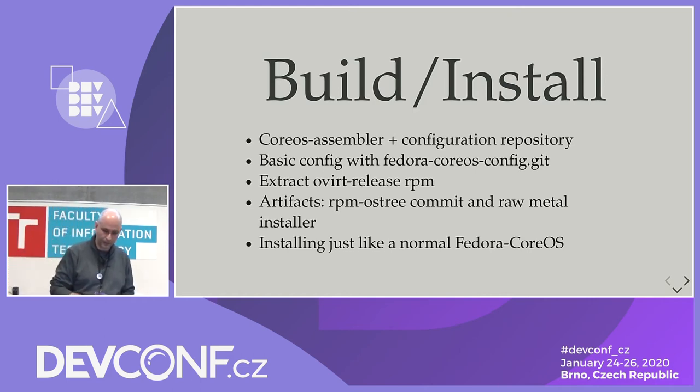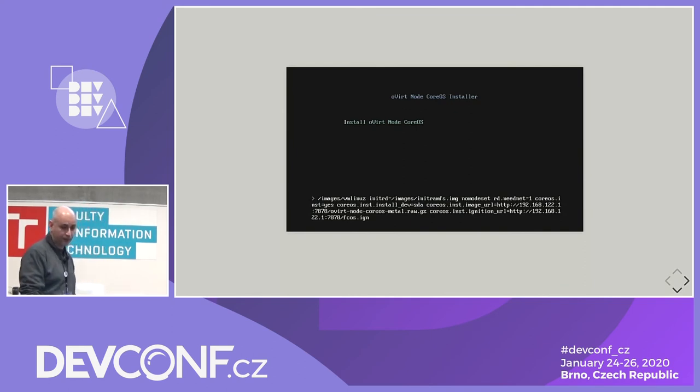So we produce the RPM-OS-Tree commit and the bare metal installer. We install it just like we would install a normal Fedora CoreOS. I have a screenshot here of what the installation ISO looks like when you boot it. We did some rebranding here for oVirt. You tell it where to install, the install device, the image URL for the metal image, and the ignition URL. This is just the same as normal CoreOS.